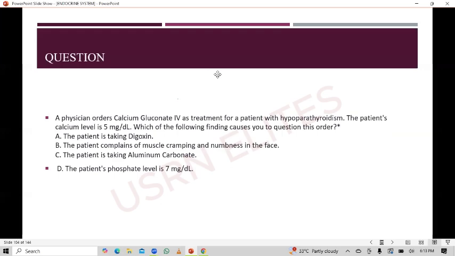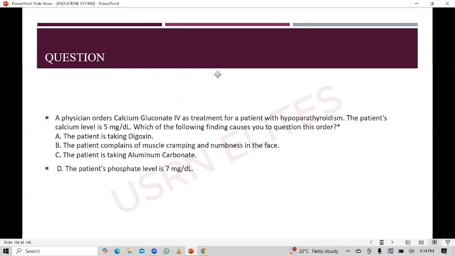A physician orders calcium gluconate IV as a treatment for a patient with hypoparathyroidism. The patient's calcium level is 5. Which of the following findings causes you to question this order? Okay, good. Which of the following findings causes you to question the calcium gluconate? That is how the question is trying to ask.